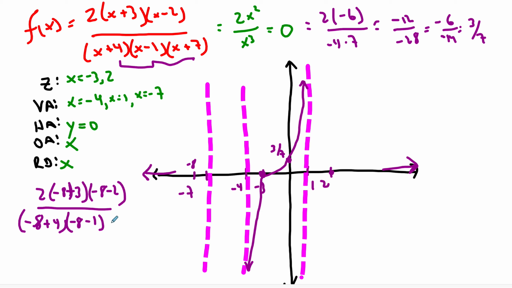Now, before you get too panicky, I don't need to actually figure what these are. I just need to figure out the sign, right? So here's what happens. I end up with 2, which is going to be positive. Negative 8 plus 3 is going to be a negative number, times negative 8 minus 2 is going to be a negative number up top. Negative 8 plus 4 is another negative number. Negative 8 minus 1 is another negative number, right?